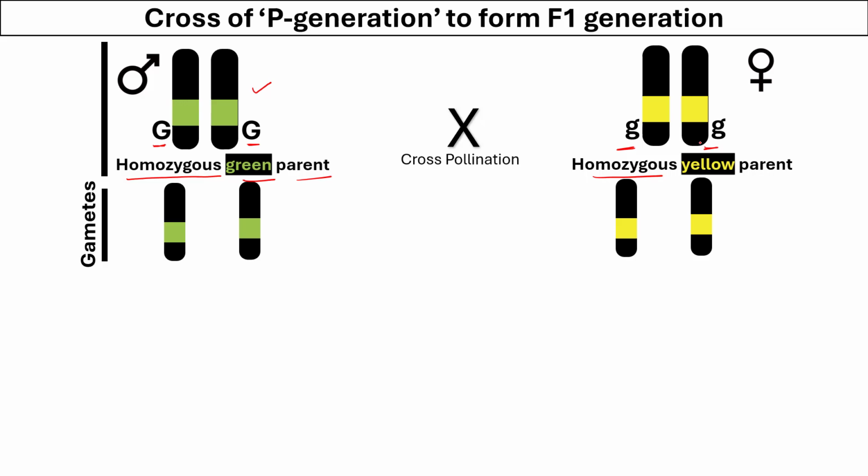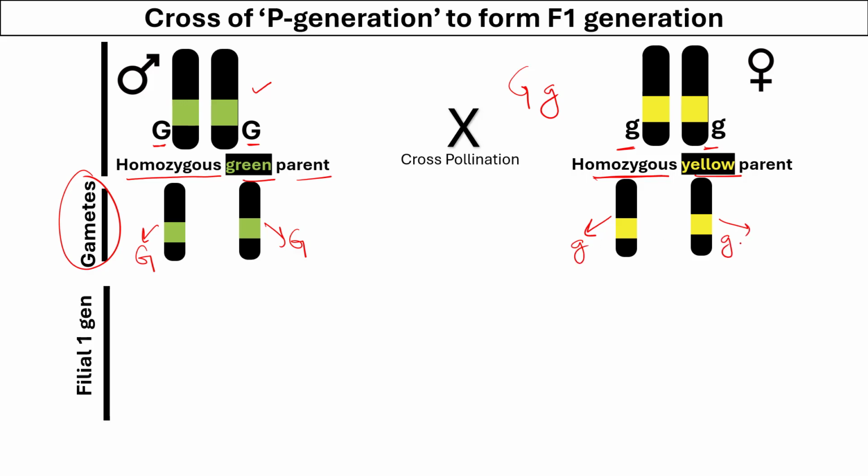If one was capital G and one was small g, then it would be called heterozygous. So here, homozygous yellow parent. When they produce their gametes, one gamete will have one kind of allele, and the other gamete will have the other kind of allele. Here also the alleles get separated into two different gametes. Now, to produce the first generation, what happens here? There will be fertilization. That means the gamete of the father will have to fuse with the gamete of the mother.